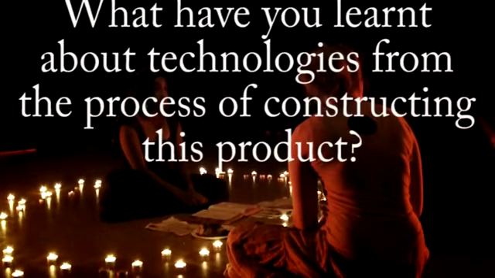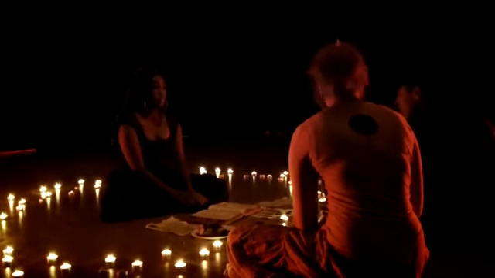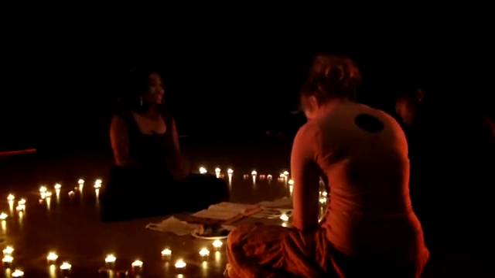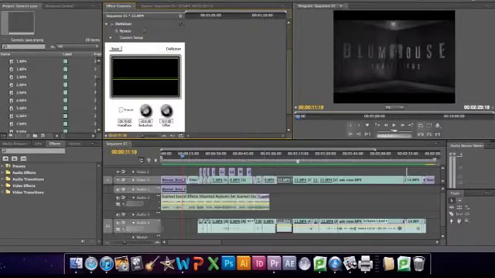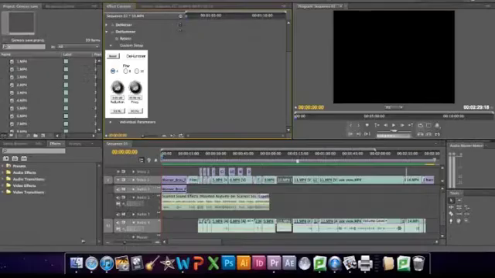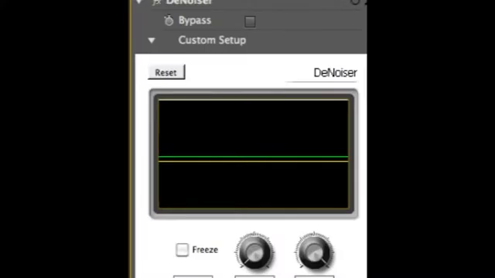What have you learned about technologies from the process of constructing this product? Through the process of constructing the product, we have learned different types of editing techniques, both to edit sounds and clips. For example, there were a lot of background noises on some of the clips, which made the product unprofessional. So to get rid of these noises, we have used denoiser and dehummer, and changed the levels of different categories within them to make it look professional, so that the background sound on every single clip has disappeared.